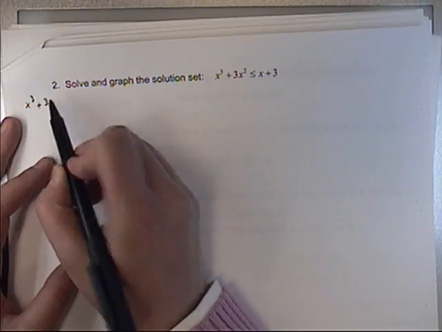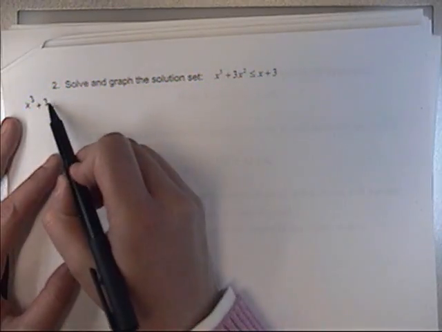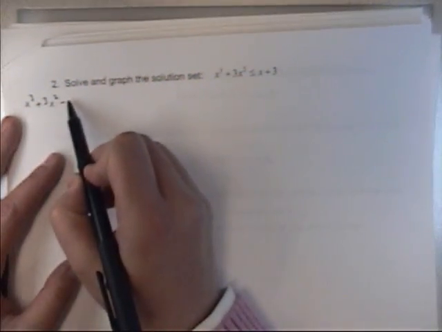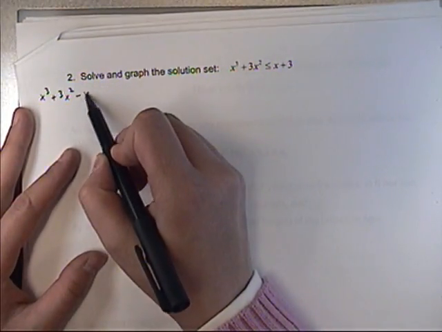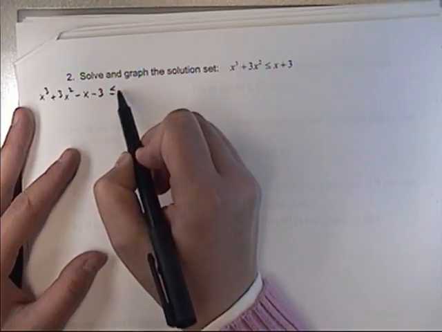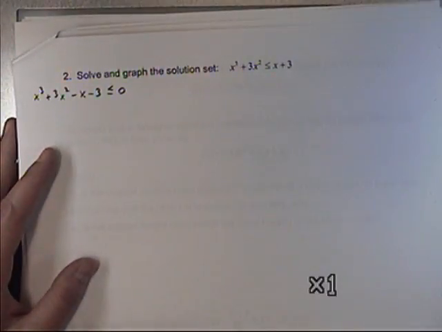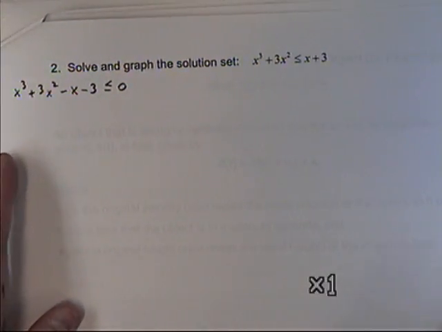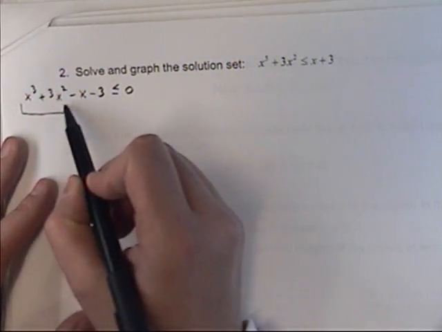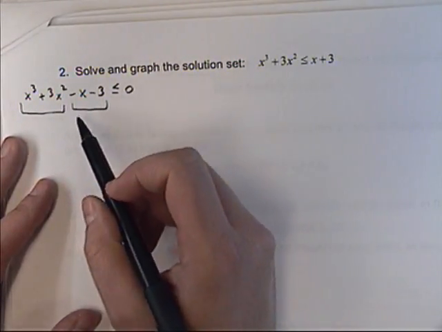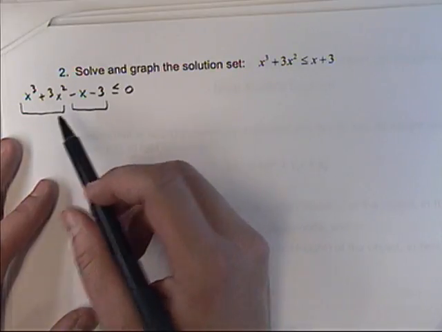So what I'm going to do is subtract x and subtract 3 on both sides, which gives me this. Then less than or equal to 0. And then, how do I factor this? Well, you can factor this in parts. Any polynomial with 4 parts can sometimes be factored in parts.